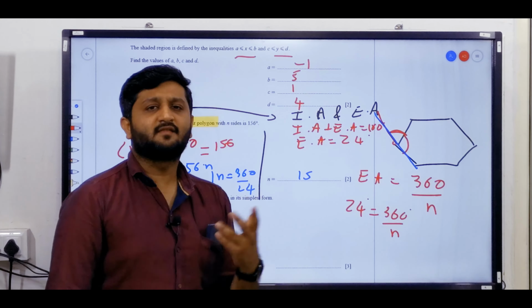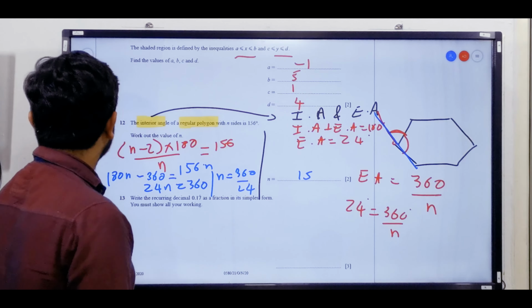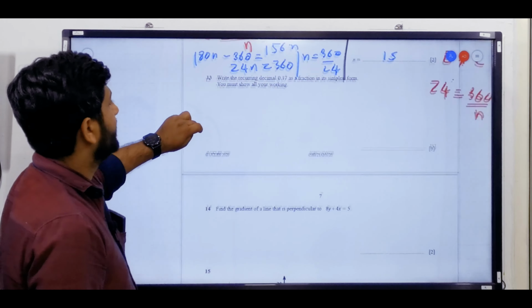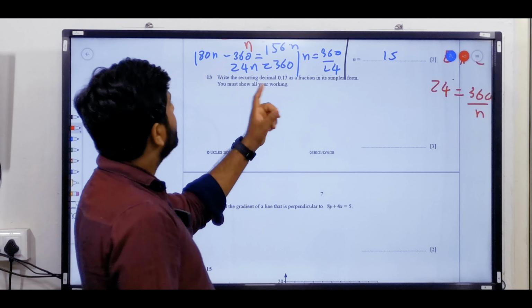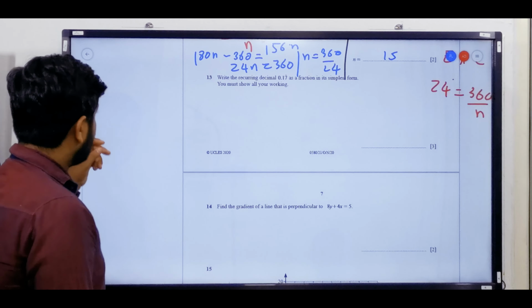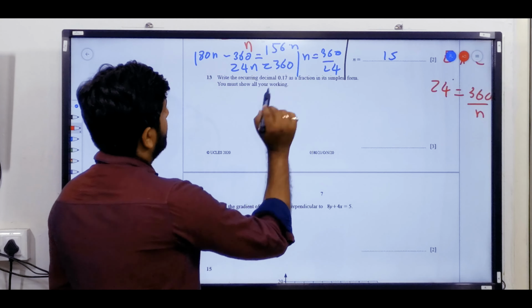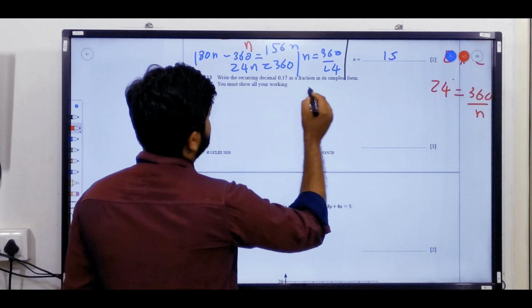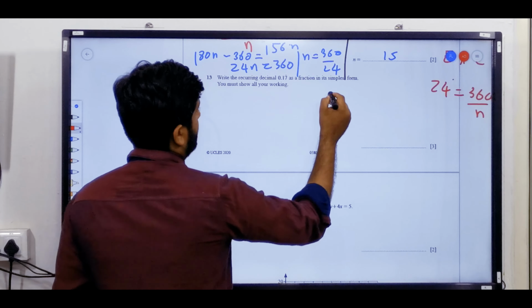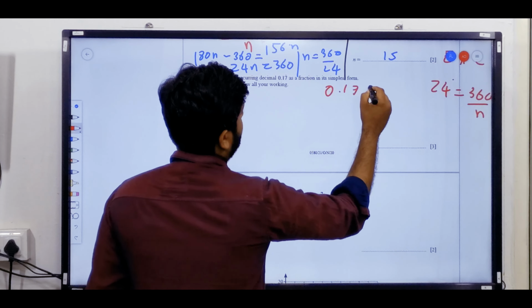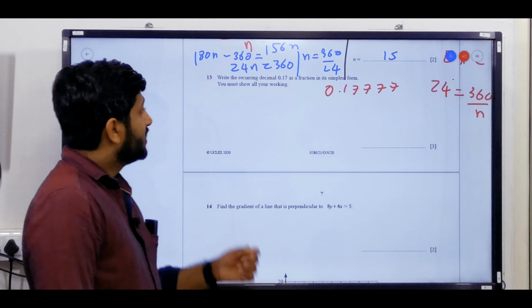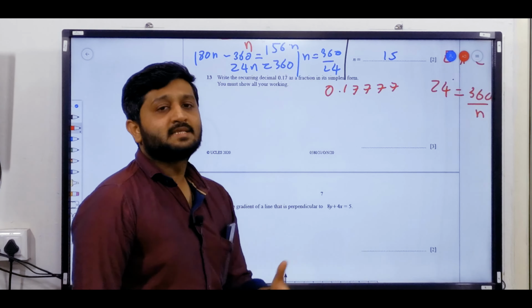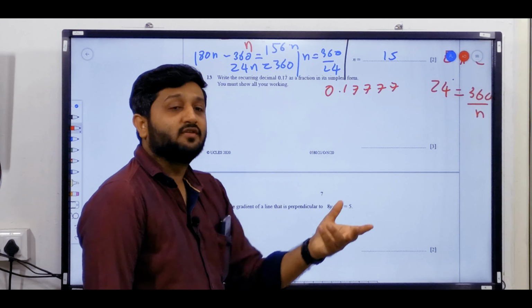So whichever way is comfortable for you, you can solve this. Let's move on to the next part of the question. Write the recurring decimal as a fraction. The question is something like this. This is recurring, means this is, let's say, 0.17777 up to infinity. Now we want to write this in its simplest form, which is p by q form.